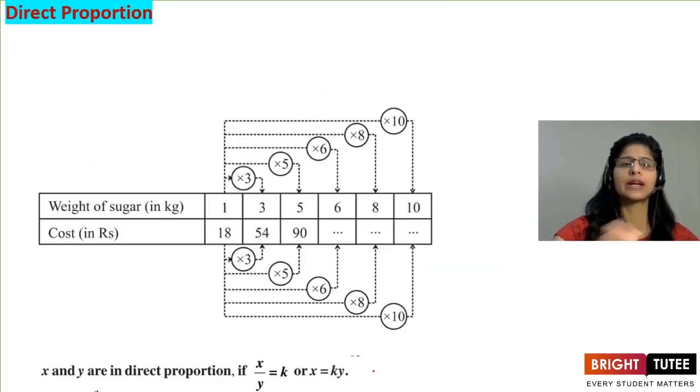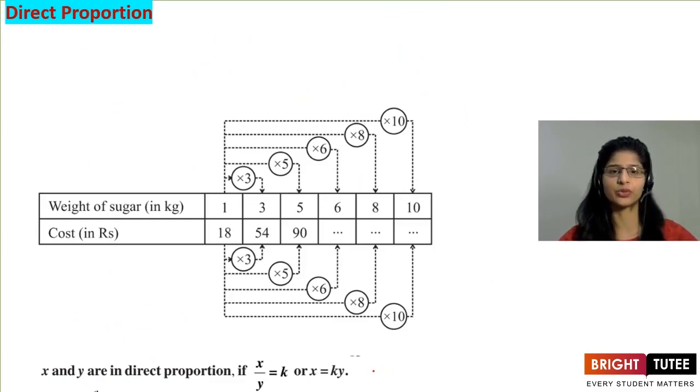Now just have a look at this example of direct proportion. Here the weight of sugar is written and here the cost is written in rupees. When the weight of sugar is 1 kilogram, the cost is 18. Now if we multiply 1 by 3, that means 3 kilograms, we will multiply 18 also by 3. The price for 3 kilograms of sugar is 54. Definitely 18 into 3 is 54.